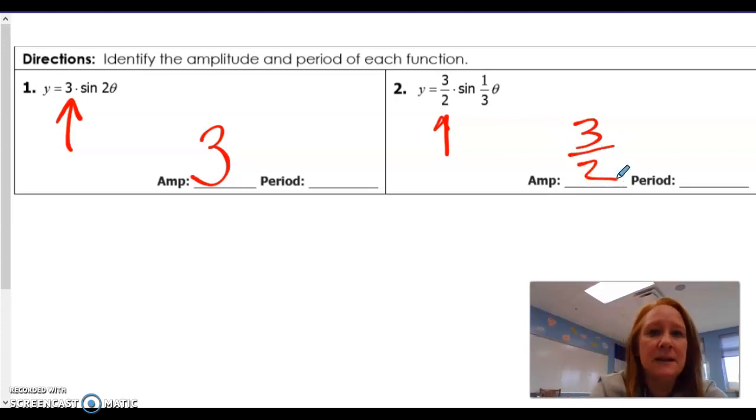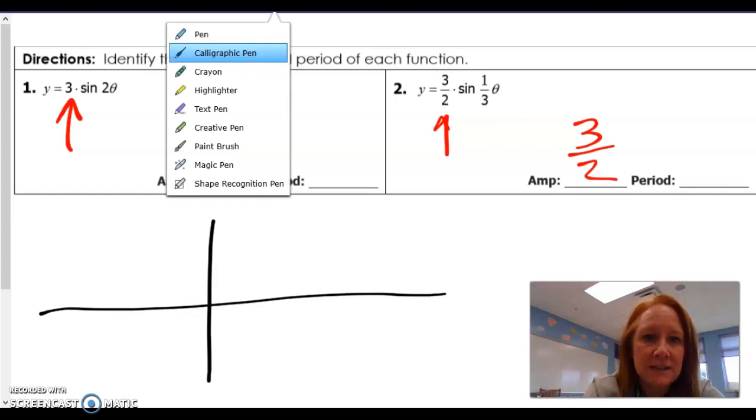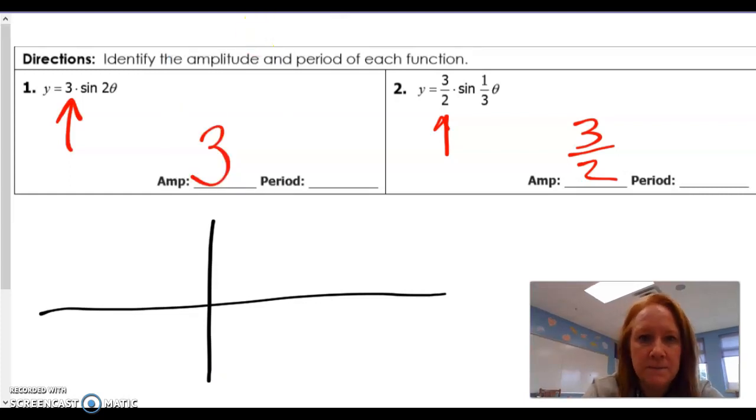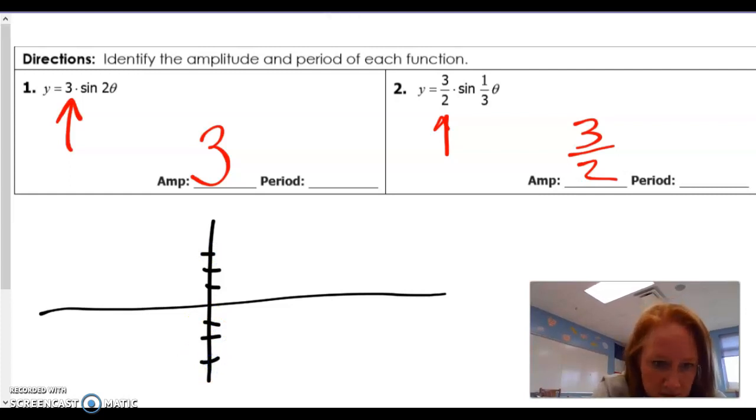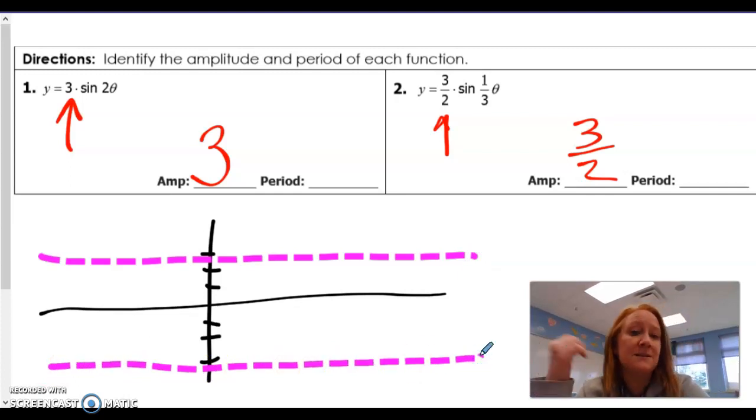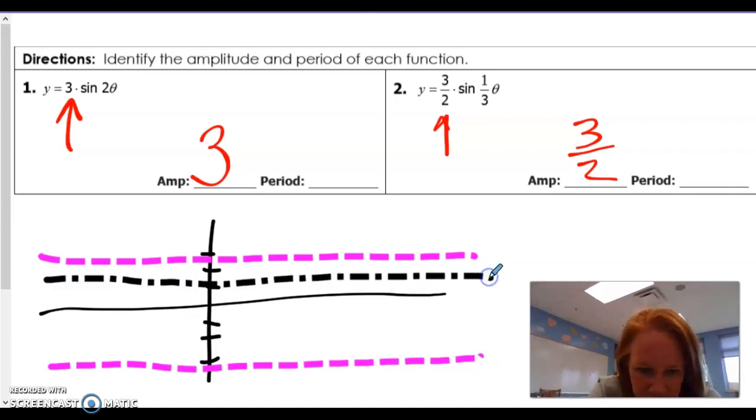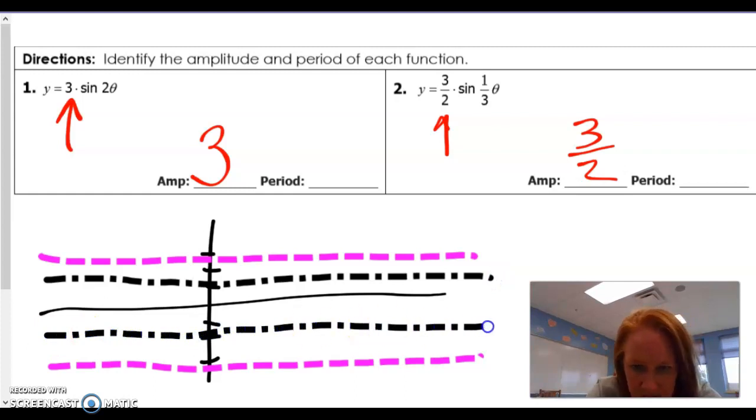So really what that means is, here's kind of the graph. The amplitude is going to say, well, let's go here. So if I went 1, 2, 3, 1, 2, 3, because there's no shift up or down, basically this is going to be as high as it gets, and this is going to be as low as it gets. 3 up, 3 down. This one would be 3/2, so that would be like 1.5. That would be as high as it goes, and that would be as low as it goes.